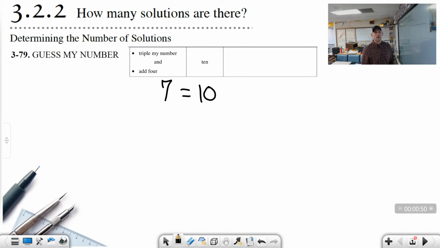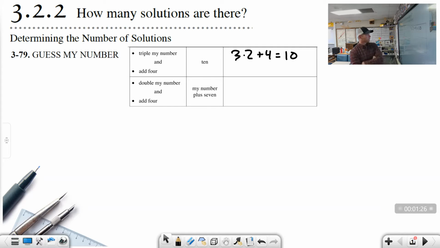If you were to guess my number, what would it be? Is it 1? No. What about 2? Does that work? 2 does work because 3 times 2 is 6, and 6 plus 4 is 10. Hooray! You got it right. So that's how we're going to play our number game. See if you can guess this correctly.